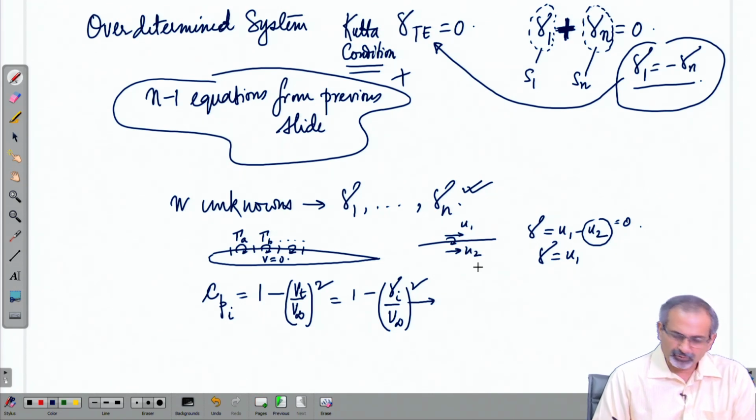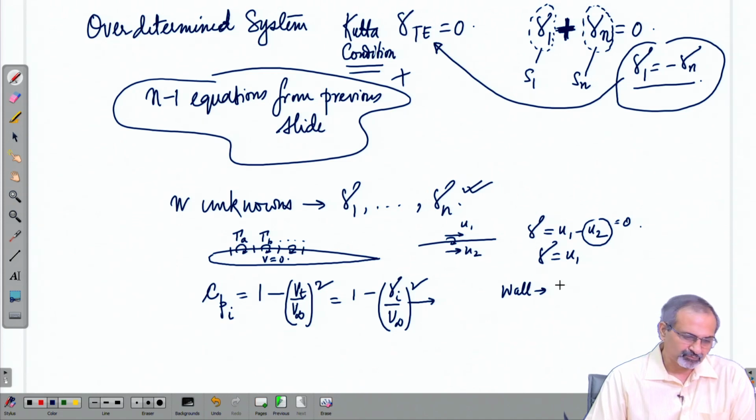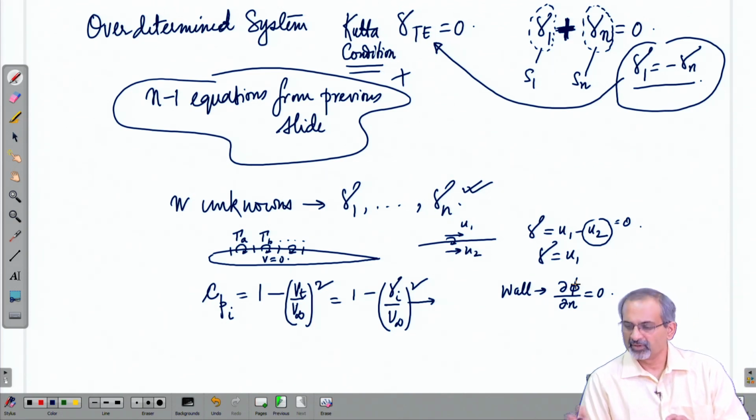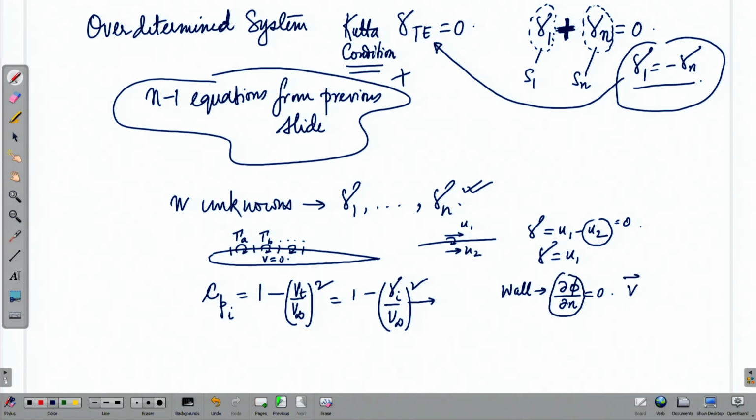And then you have to check, of course, that on the wall, what have you satisfied? You have satisfied that del phi del n should go to 0, phi being the total potential coming from both the vorticity that you have on the body as well as the free stream. Phi should satisfy this property on the wall. Why? Because you are essentially talking about V dot n equal to 0, V being the complete contribution both from the free stream as well as the singularities on the body.